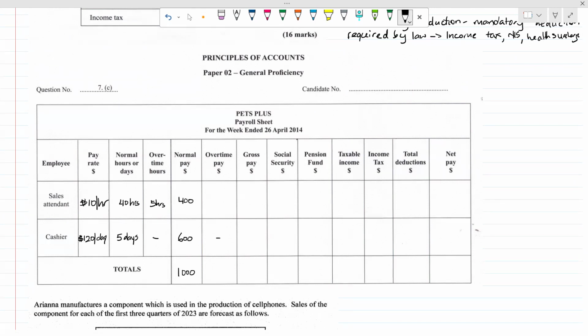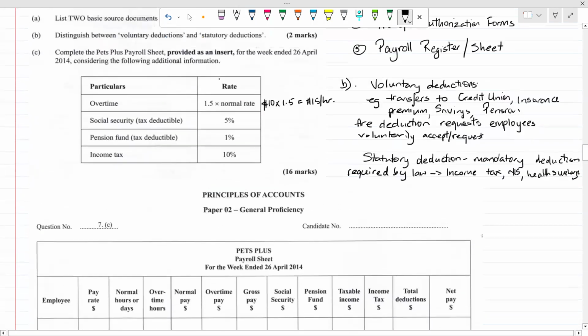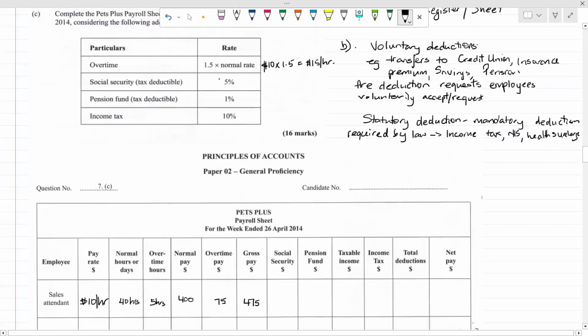Overtime pay is going to be, remember, it's $15 overtime. So 5 by 15 is $75. So total gross pay now is $475. Here's 600. So you're adding across and coming down, right? $1075.